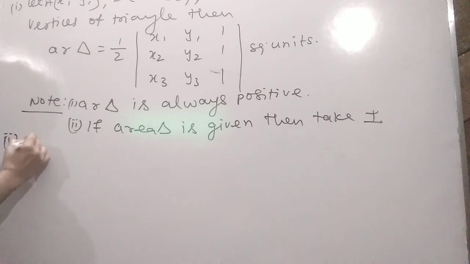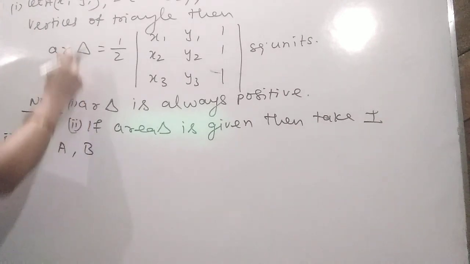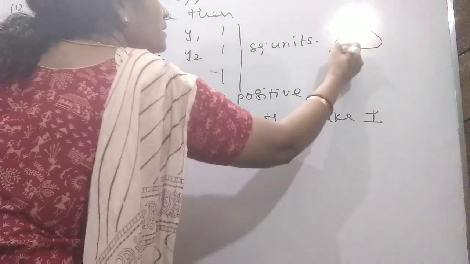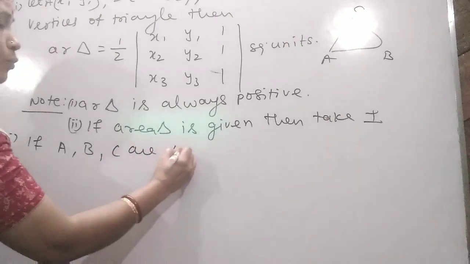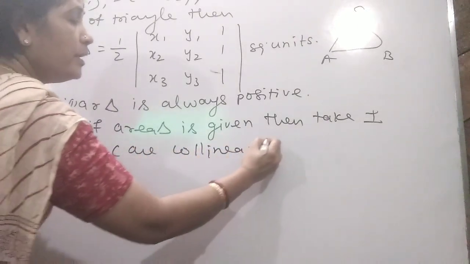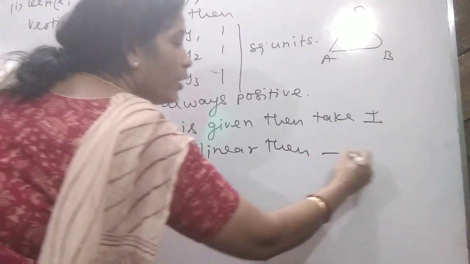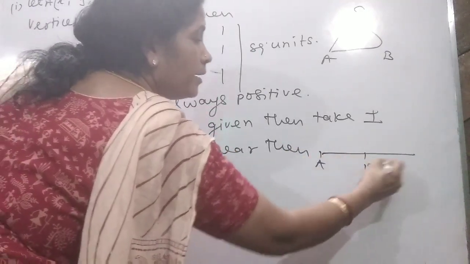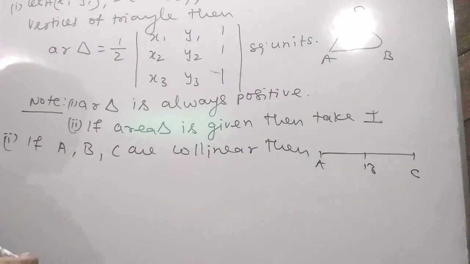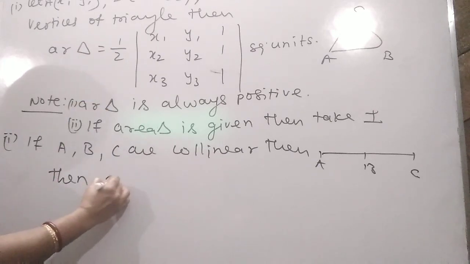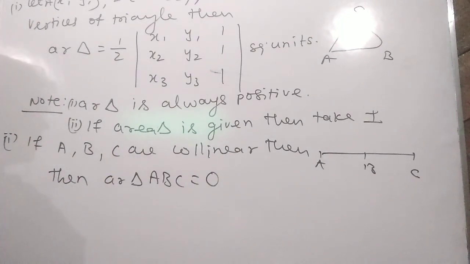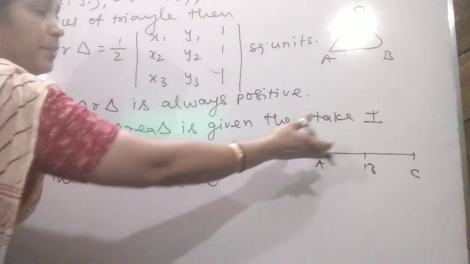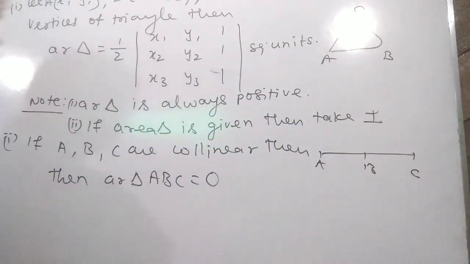Now formula number 2: if A, B, C are collinear, the triangle means like this. This is A, B, C. If A, B, C are collinear, meaning they lie on the same line like this, then the area of triangle ABC equals 0. So automatically the area becomes 0.